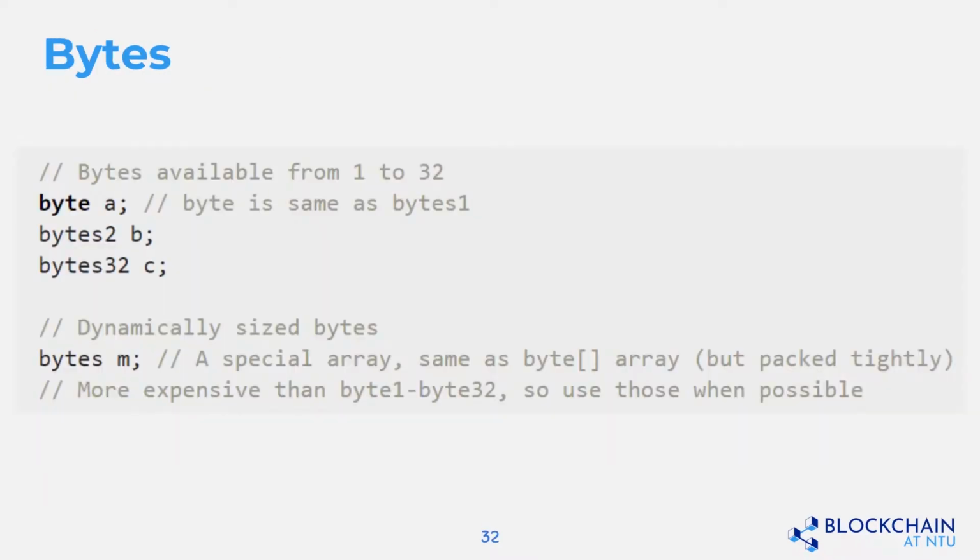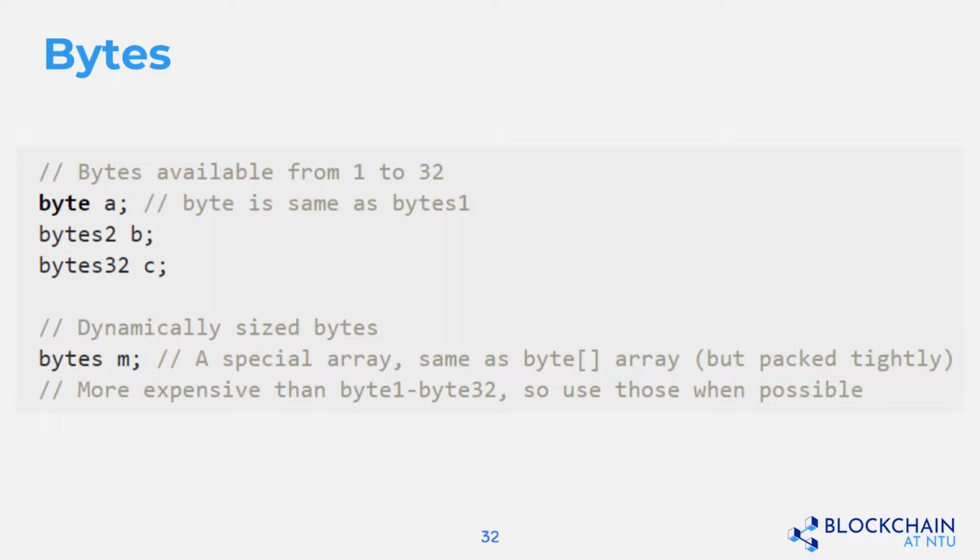Okay, so now we also have bytes. Bytes are basically like an array that can store bytes. Then you have bytes1, which means it can store 1 byte. And bytes are available from 1 to 32, so you have bytes2, bytes3, all the way to bytes32. And bytes32 is just an array of bytes that can store up to 32 bytes. So you can determine the length of it on your own.